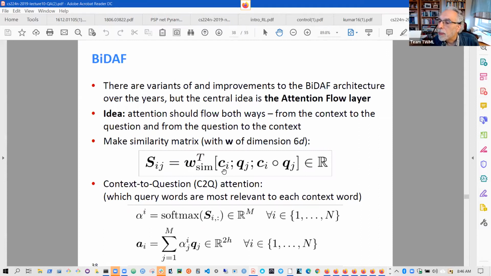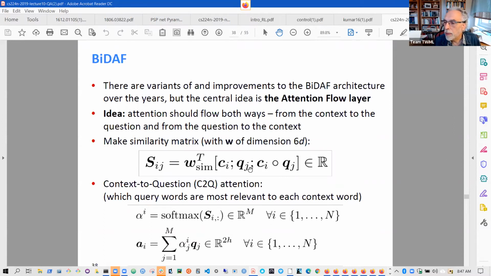I'm not sure why there's 2 at first. Bidirectional gives you 2D. So there's 2D for the context, 2D for the query, and 2D for the Hadamard product. Remember, the Hadamard product is a vector that's just the element by element product of these 2 vectors, so it has the same dimensionality as these 2 vectors. And because of the bidirectional flow, you get 2D here. So that's why there are six dimensions.